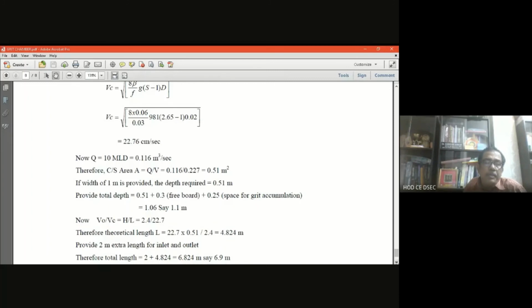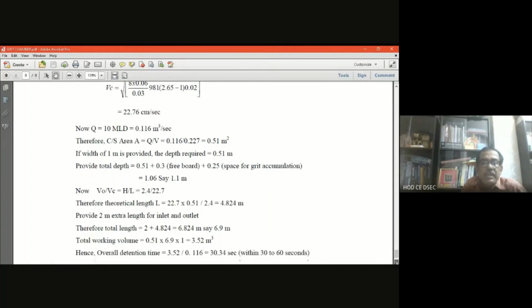So provide 2 meter extra length for inlet and outlet. So 4.8 plus 2 is 6.8. Let us consider 6.9 meter. So total working volume is ultimately found out. That means depth of water is 0.51, into 6.9 is length, into 1 is width. So working volume is 3.52 meter cube.